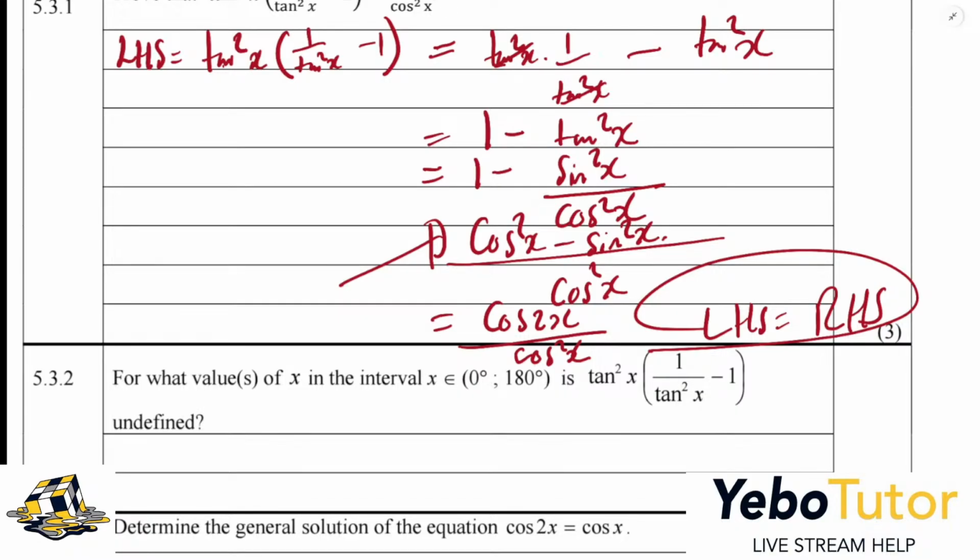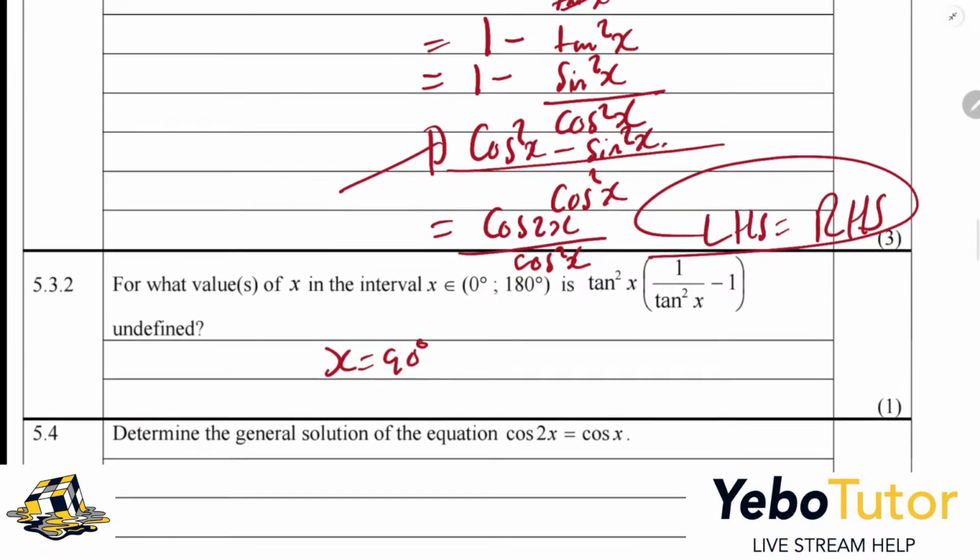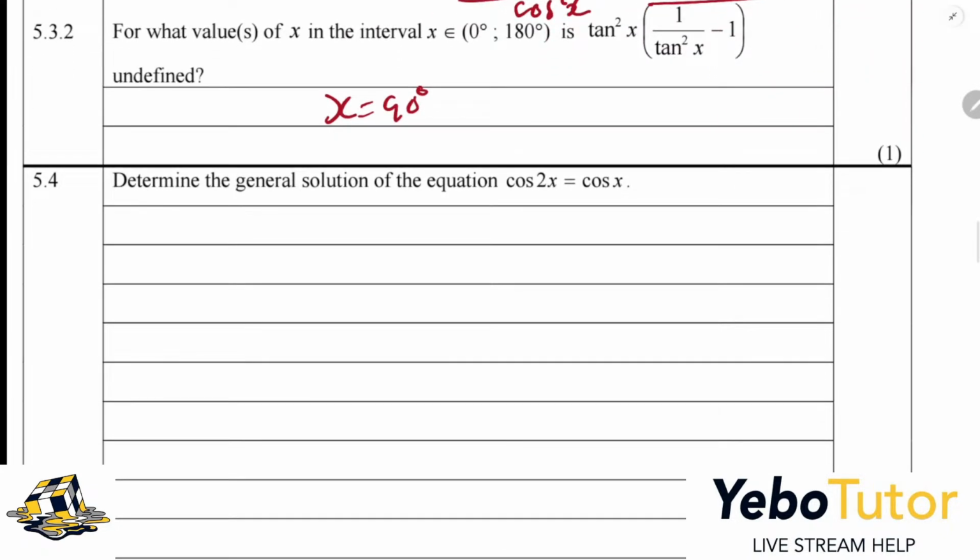Okay, 5.3.2. Now, for what values of x in the interval 0 to 90 is this going to be undefined? Definitely, tan is not defined at x equal to 90, guys. We have an asymptote at that specific value, so definitely there's no way it's going to be defined at that point. Now determine the general solution of the equation.